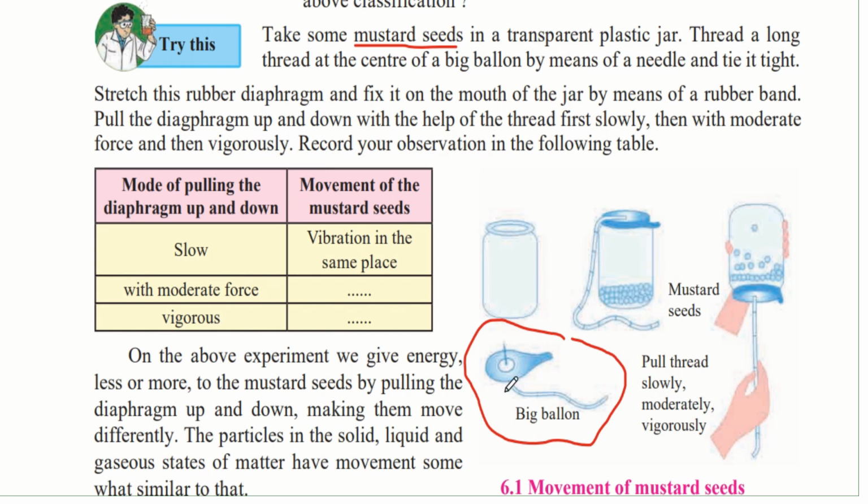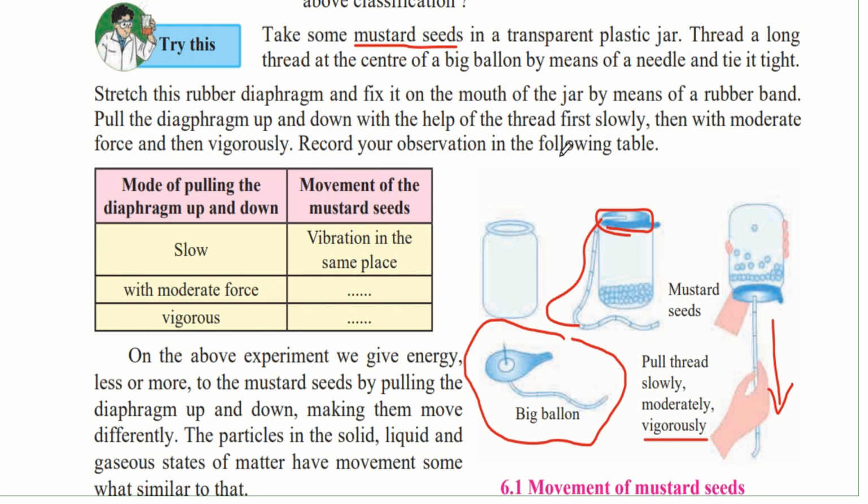So now this balloon itself, you use it as a rubber diaphragm. Diaphragm is like a covering. So you place it on top of this jar and you stretch it, and after that you tie it around with a rubber band. Pull the diaphragm up and down with the help of the thread, first slowly, then with moderate force and then vigorously. So what you do is, this thread would be hanging outside as you can see here. So you pull on it, first very slowly pull on it, and then you pull it faster, and then you pull it more vigorously, that is with more force.